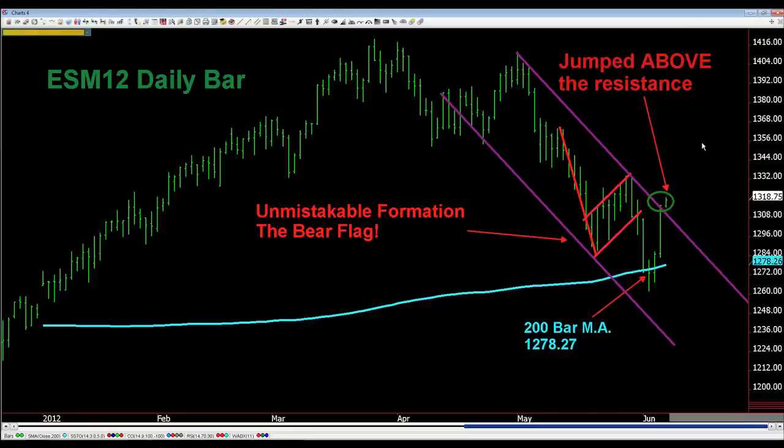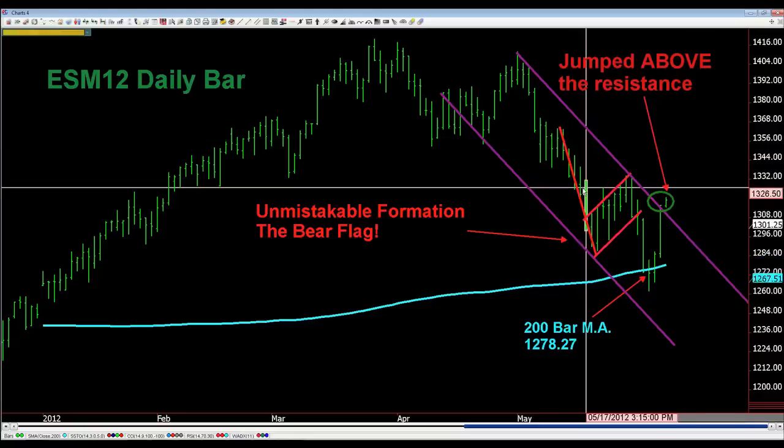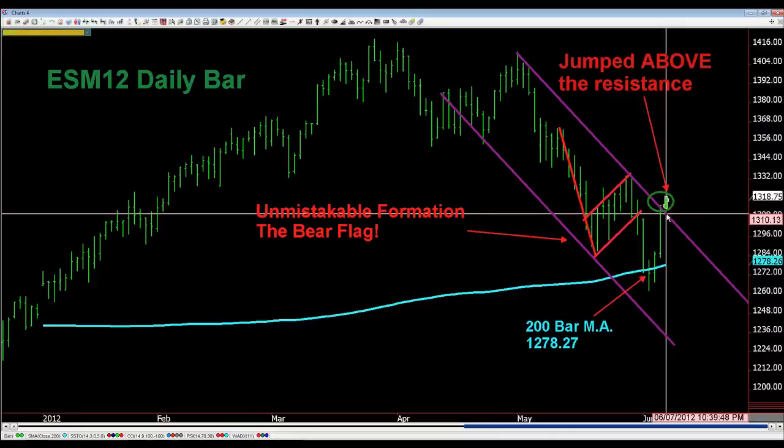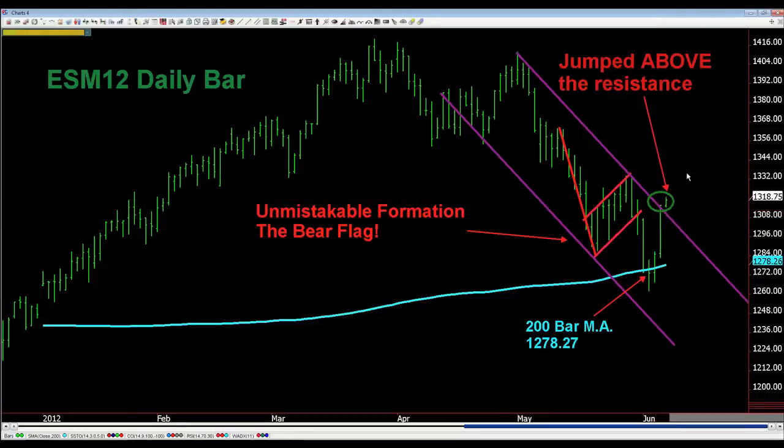Jumped above the resistance in the E-mini S&P. The big bear flag did work. We came all the way down to the 200-bar moving average. Since then, we've had a couple of rally days, but look at us now above the resistance. That is interesting. There's your S&P for trading on Thursday, June 7th. Let's look at another chart.